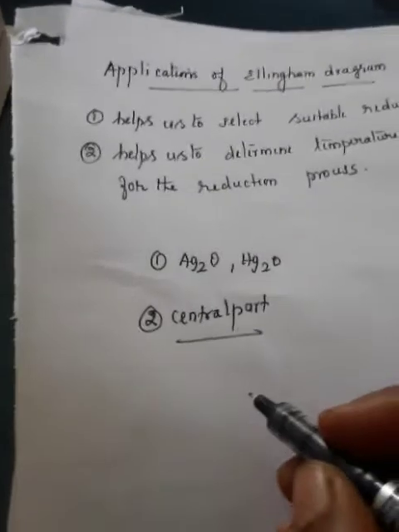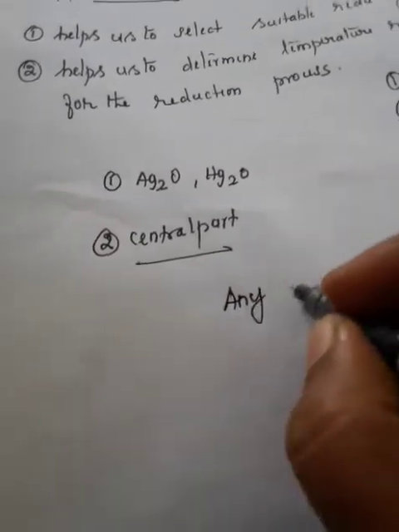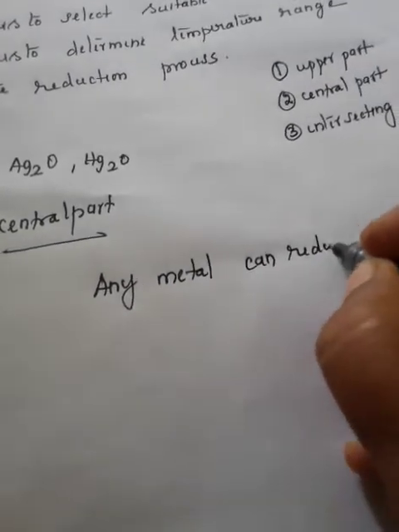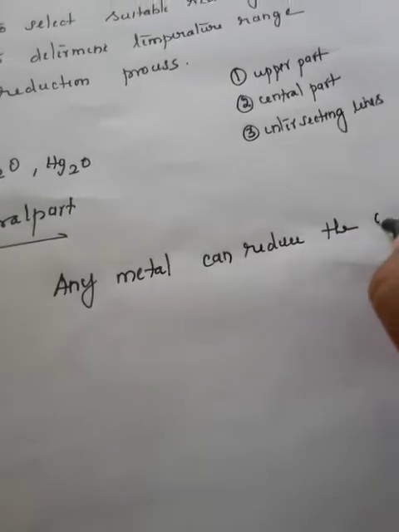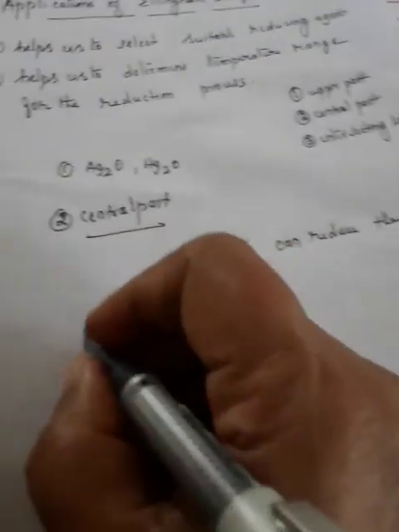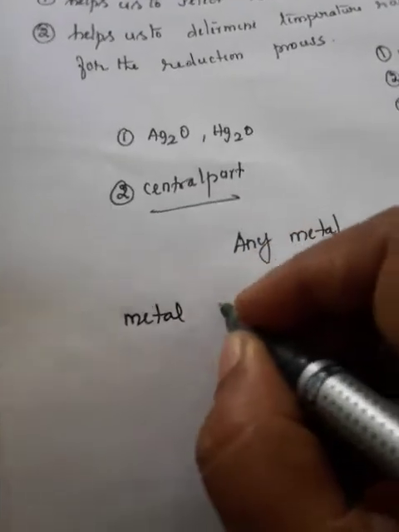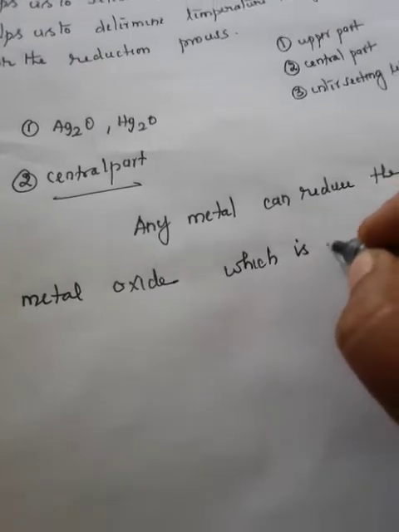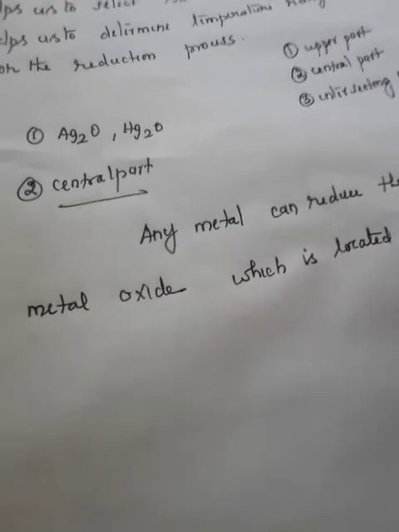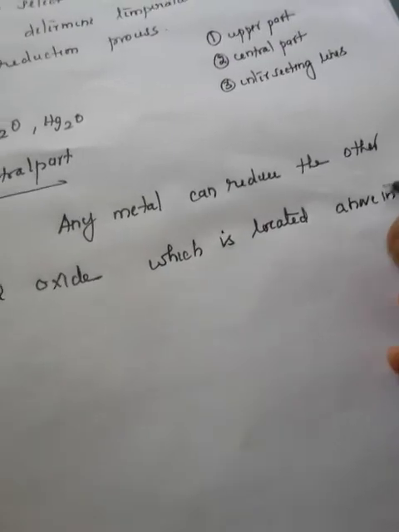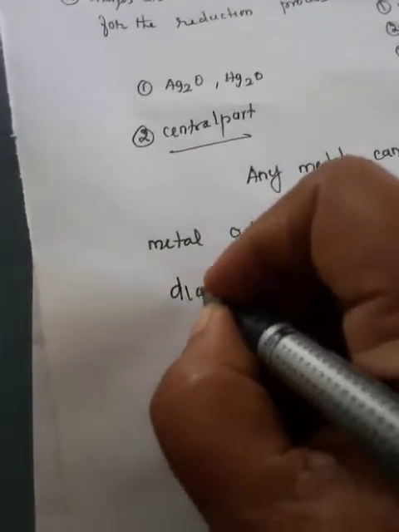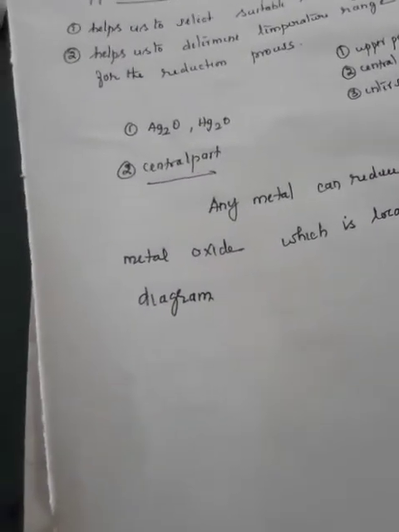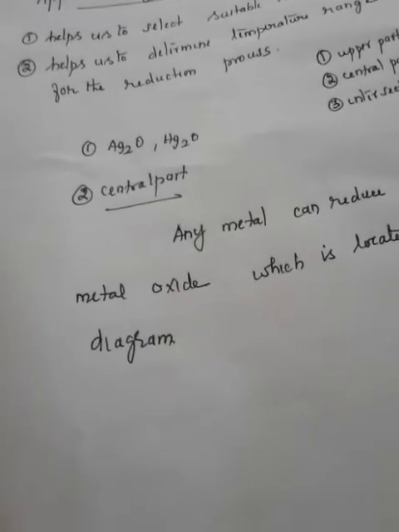So, mainly we can say any metal can reduce the other metal oxide which is located above in the diagram. Above in the diagram. Any metal can reduce the other metal oxide which is located above in the diagram.